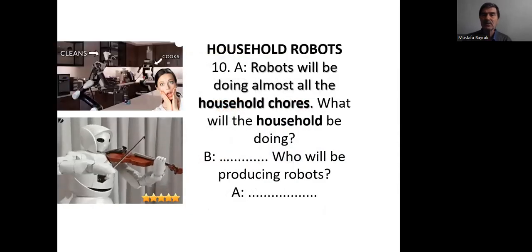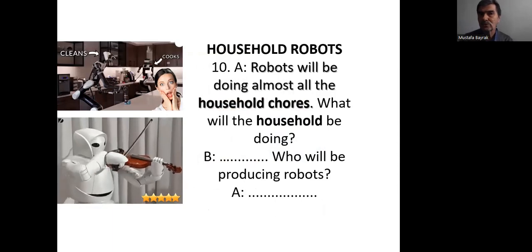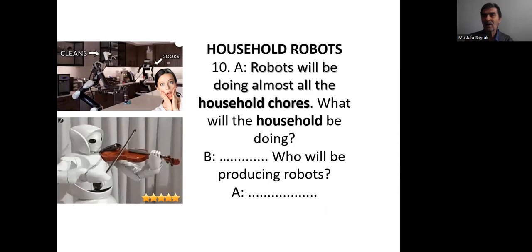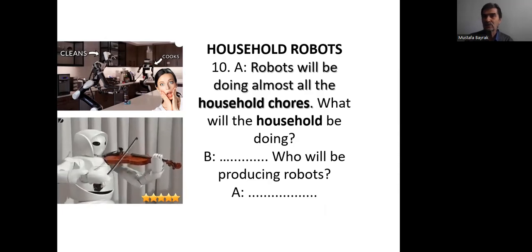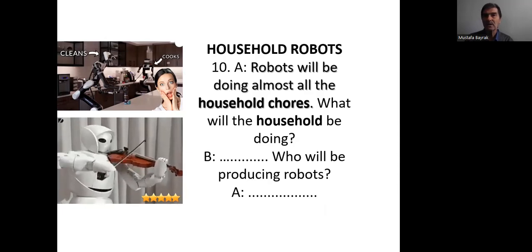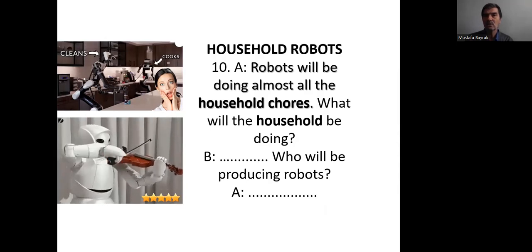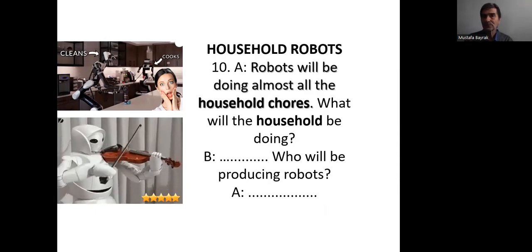Now, for example, if there are robots in a house, they are called household robots. Okay? For example, there are rules in a house and they are called household rules.